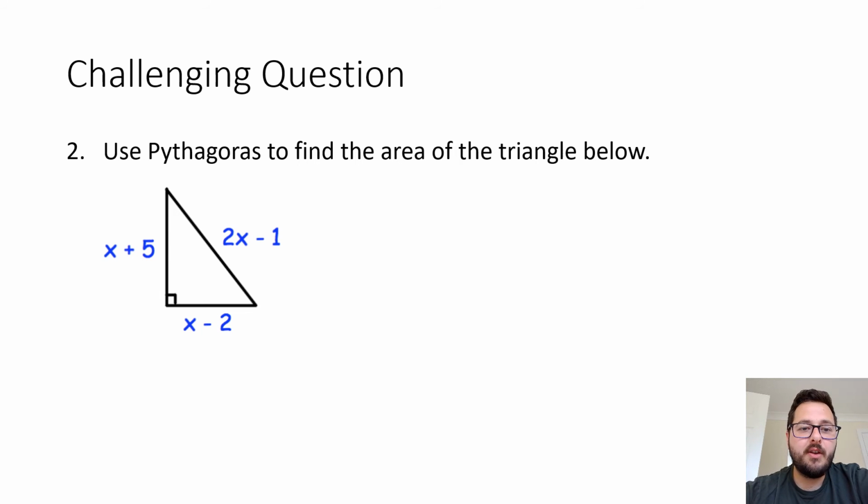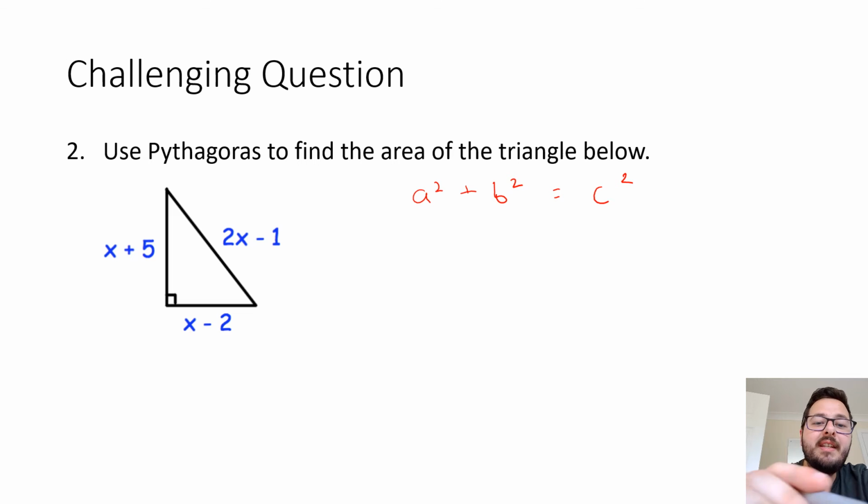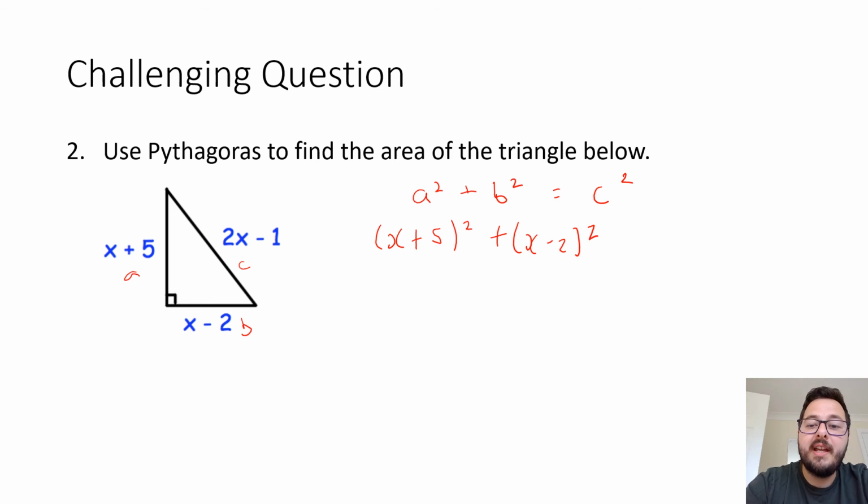All right then, so Pythagoras, just to recap, is a squared plus b squared equals c squared, where this is the c, this is the longest side, and a and b, it doesn't matter which one's which. So let's just write this out then. So this is going to be x plus 5 squared plus x minus 2 squared equals 2x minus 1 squared.